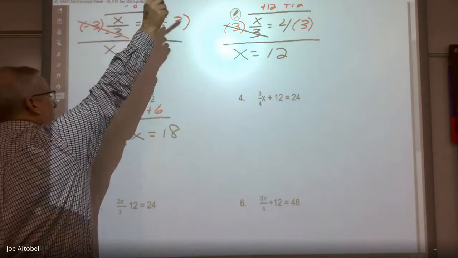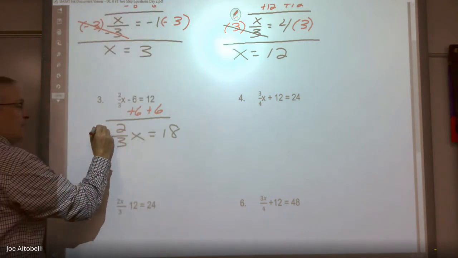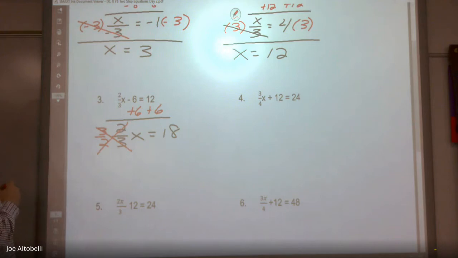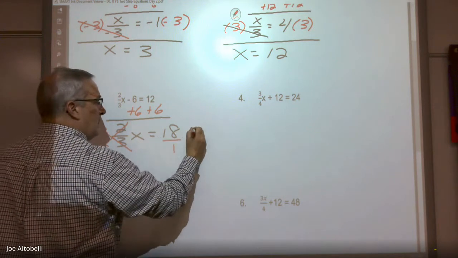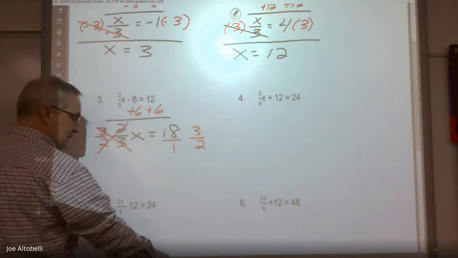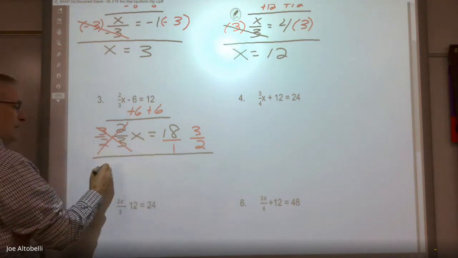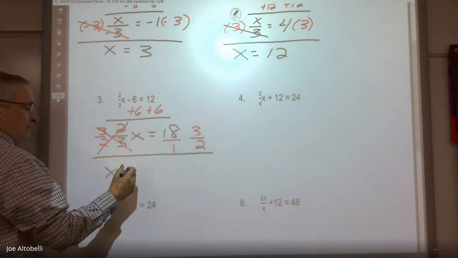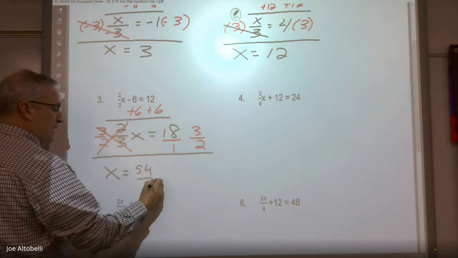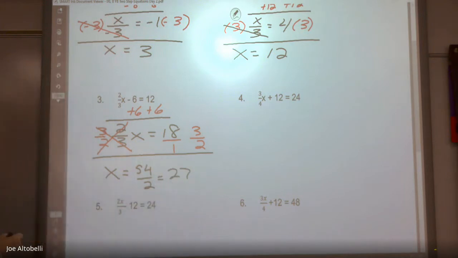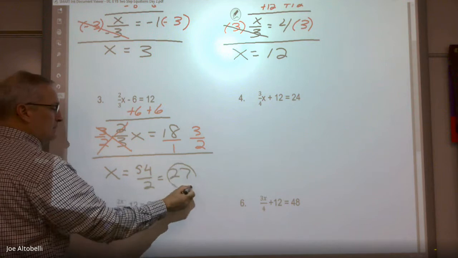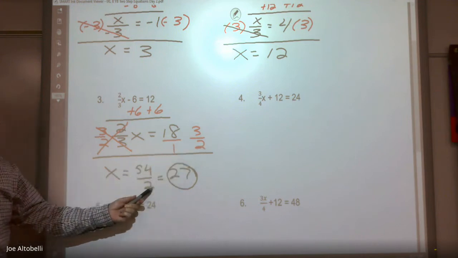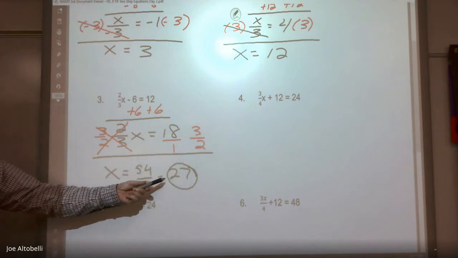Remember at the very top it had multiply by the reciprocal? So we're going to multiply by 3/2. Because when I do that here, it cancels. Okay? So I'm going to over here multiply by 3/2 as well. When I do that, I'm going to get x equals 18 times 3 is 54, divided by 2 is 27. So my answer is 27. Top times top is 54, bottom times bottom is 2, and 54 divided by 2 is 27.